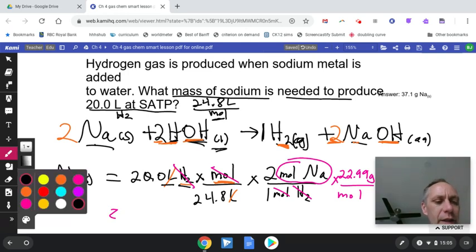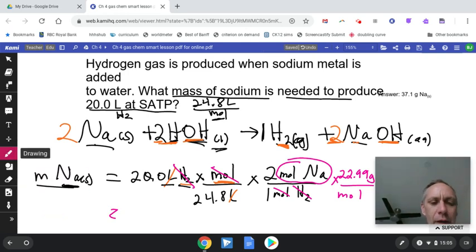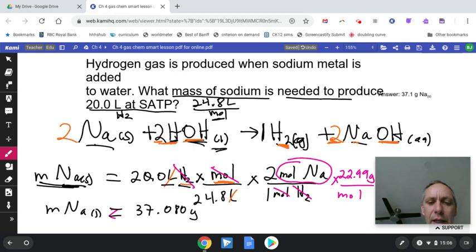Plug it all in and away we go. And when you plug it all into your calculator, you should get 37.080 grams for our mass of sodium. And sig digs, 3, 3, 4. So lowest sig digs is 3. So I have to take those 3, the 8 rounds up, so that becomes 37.1 grams solid sodium.